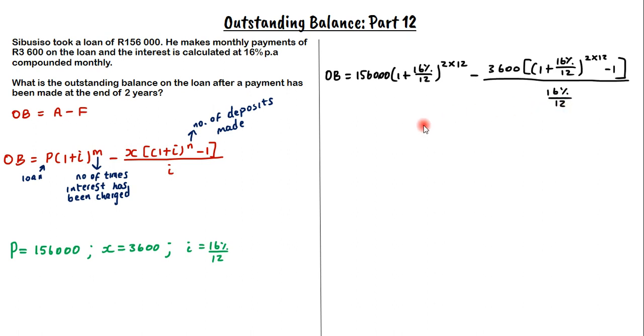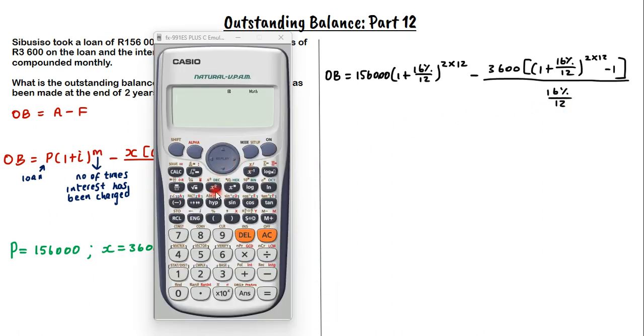Now let's go ahead and check our calculator. We're basically going to press everything in there. So 1 plus 16% over 12, to the power of 24, minus 1, over 16% over 12, and that is our value.